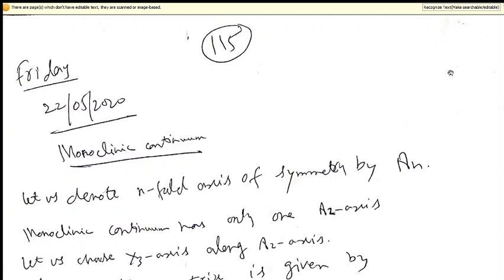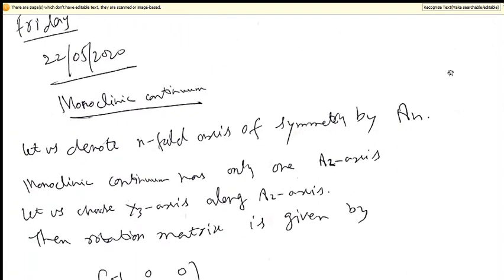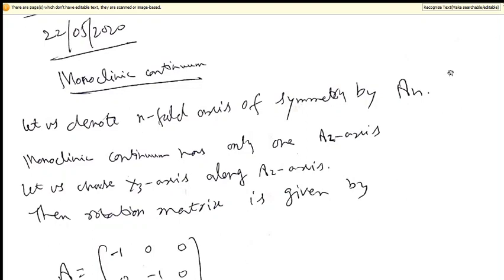Let us start from the monoclinic continuum. This is the notation which we will use for an n-fold axis of symmetry. We denote an n-fold axis of symmetry by An. An means that the angle of rotation is 2 pi by n.